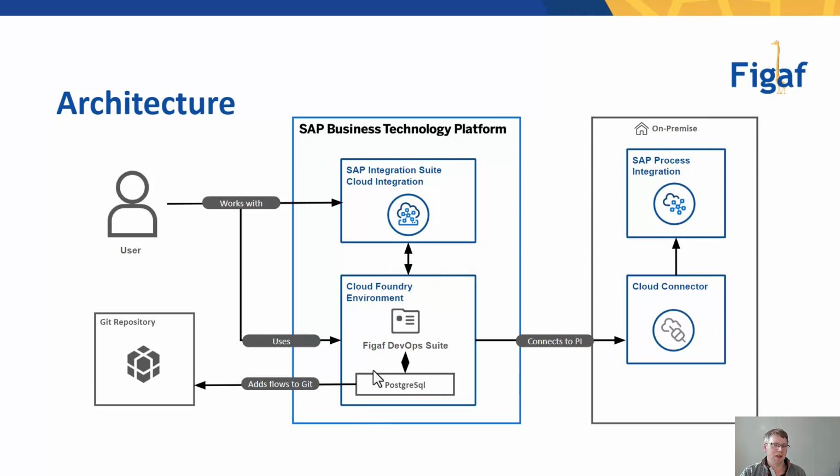It has a Java runtime that is running in a Docker container. Then we have the Postgres database that is used as the data store. It has the ability to add iFlows, etc. to Git. We will cover that much later in the course. And then we will also connect it to our PI system using the Cloud Connector and set up everything regarding that.